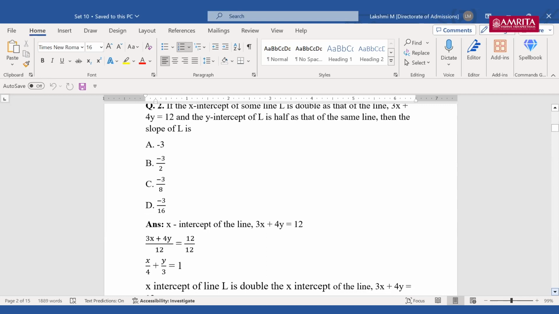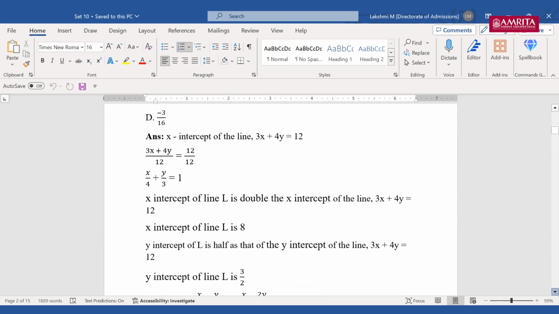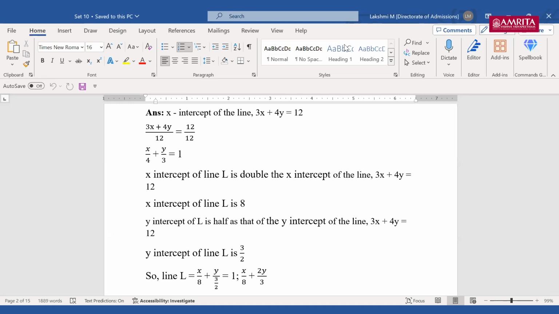Now just a question: how to find out the slope of a line? How to find out the slope of a line? I hope at least some of you will help me by replying in the chat box. Okay, it's the coefficient of x by y, or y1 minus y2 by x1 minus x2. Okay, m is equal to, okay. I think almost all of you have given me answers.